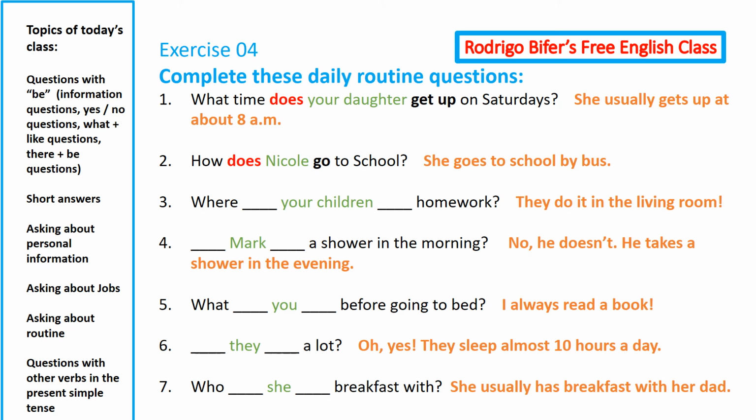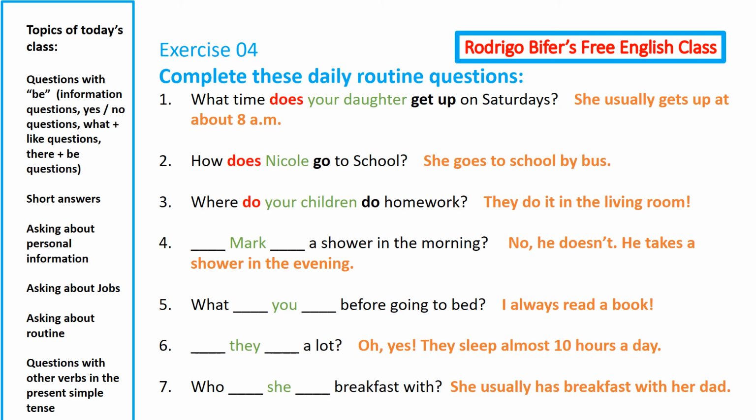Number 3, where? Now you have your children. Your children is plural. And then homework. They do it. They do their homework in the living room. It here stands for homework. So they do it in the living room. The question is where? What's the auxiliary that we use for they? Do they? Do your children, right? Let's take a look. So there you go. Where do your children do homework?